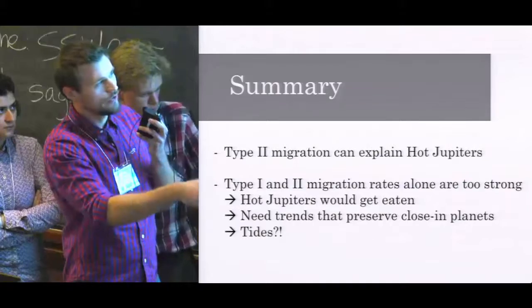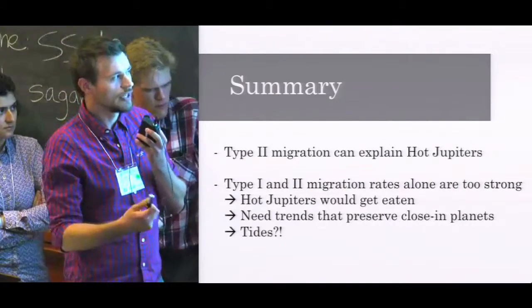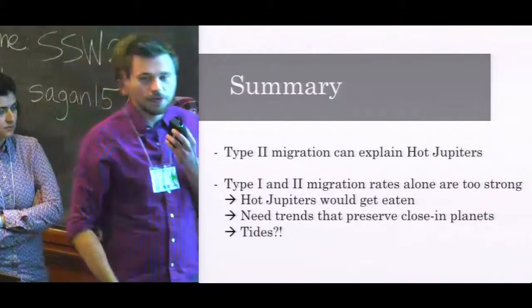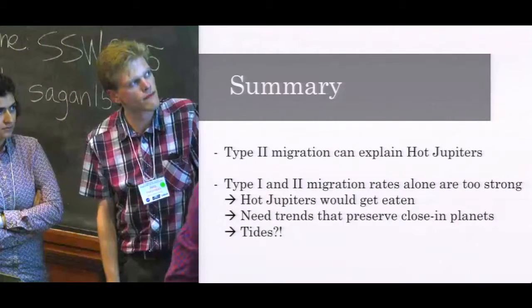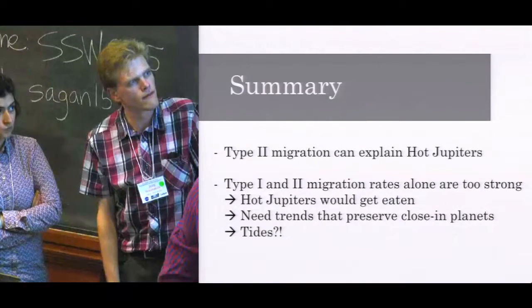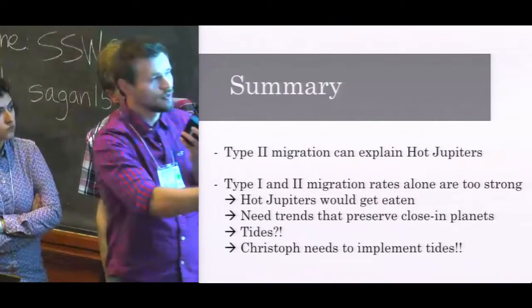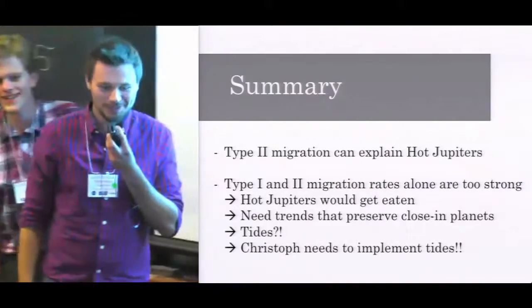So we need some kind of trends that preserve the close-in planets. Those trends could, for example, be tides that would preserve these close-in hot Jupiters. That would be a point of future research, and all that's left to say is Christoph needs to implement tides in that code.